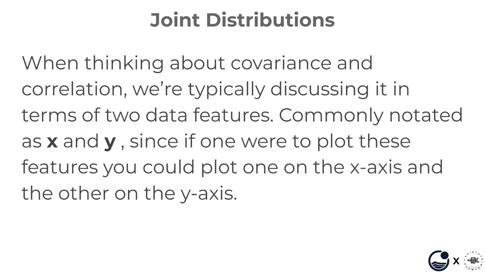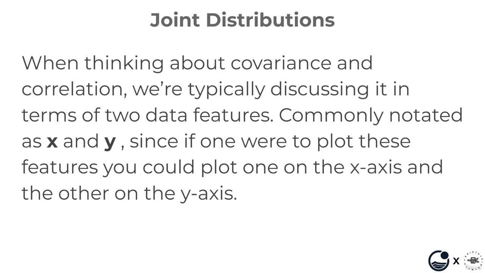When thinking about covariance and correlation, we're typically discussing it in terms of two data features. Now I want to point something out about the notation, especially if you're thinking about something like machine learning. When we're talking about covariance and correlation and the formulas behind them, we commonly notate the two data features as x and y.